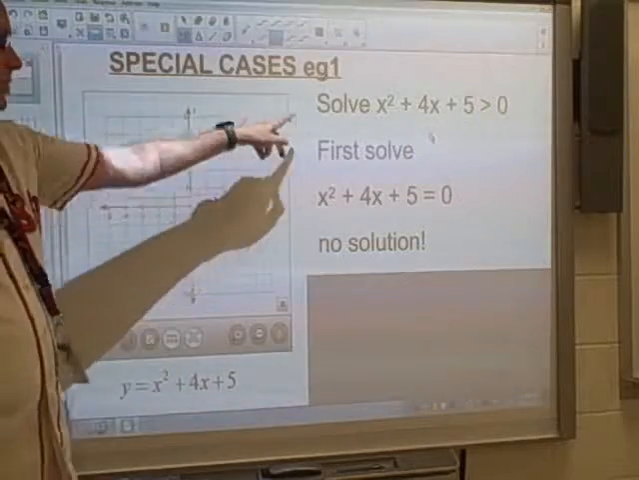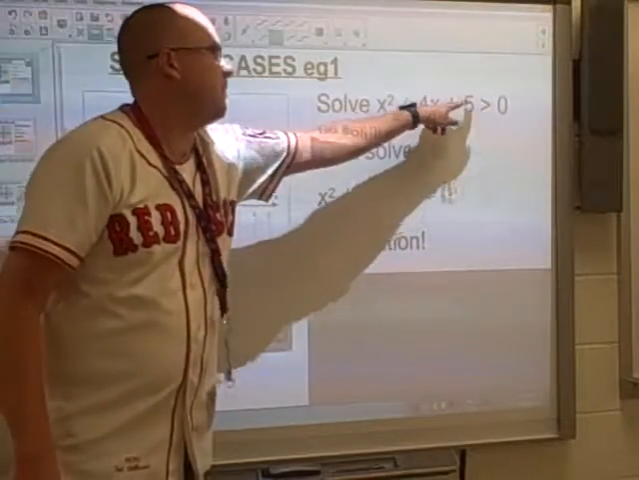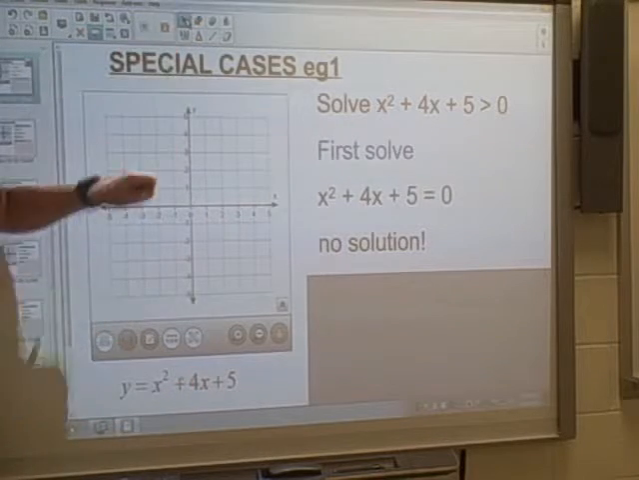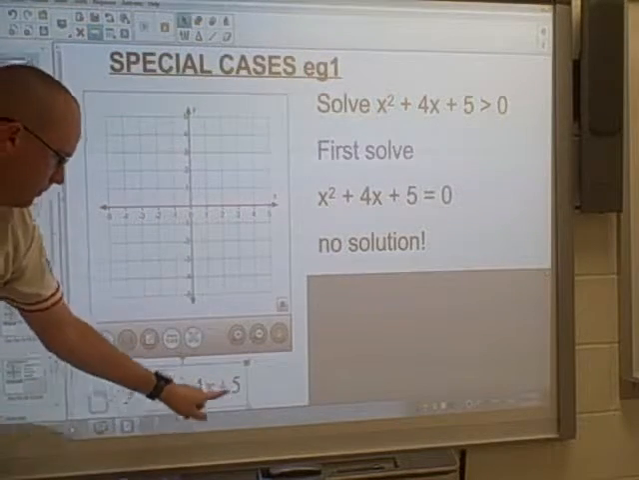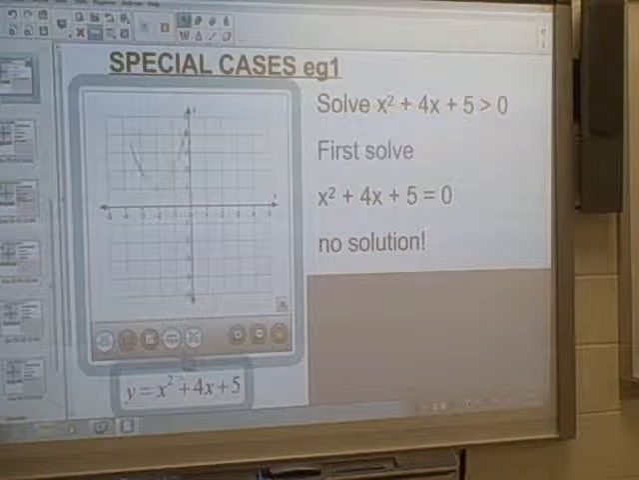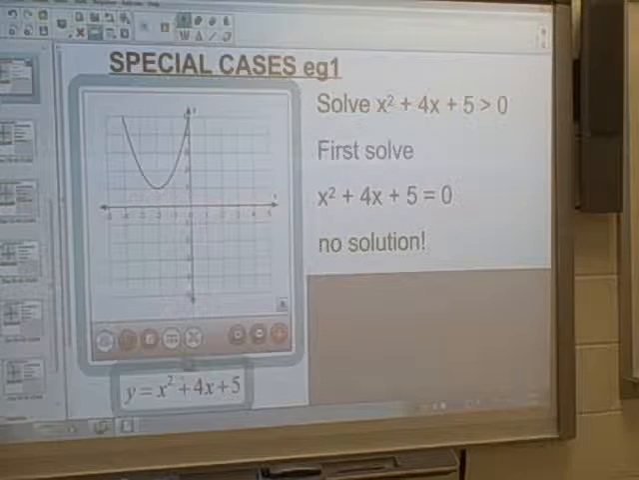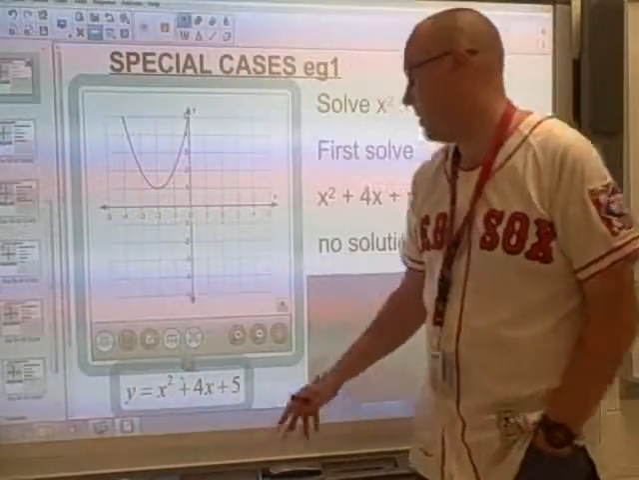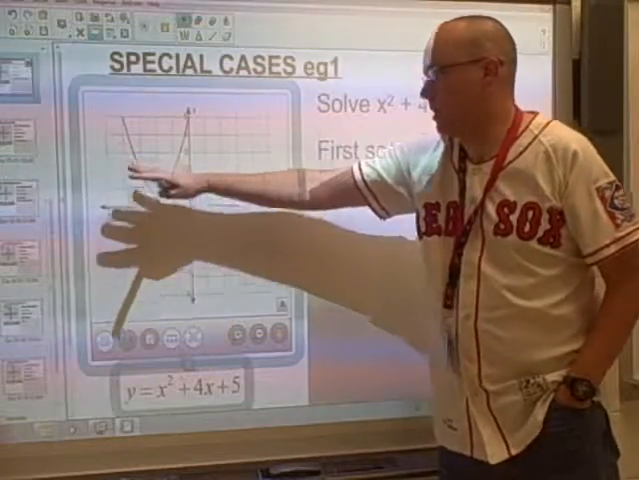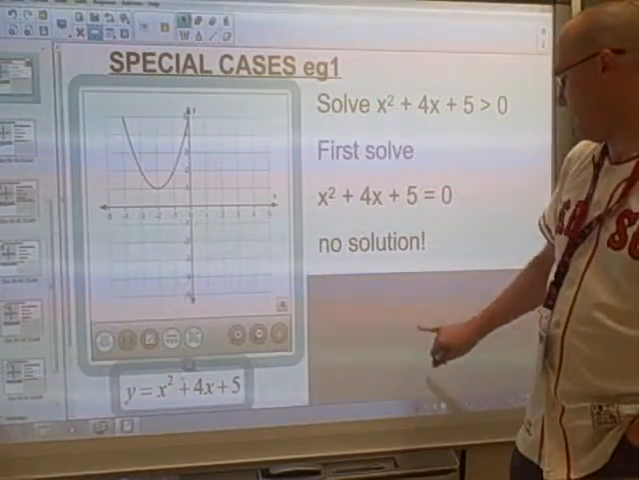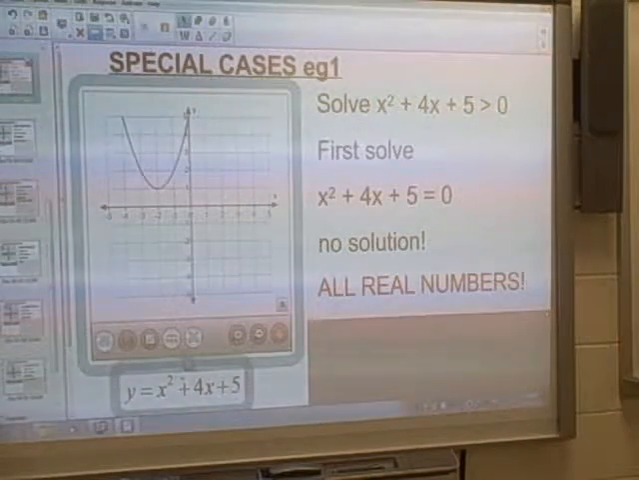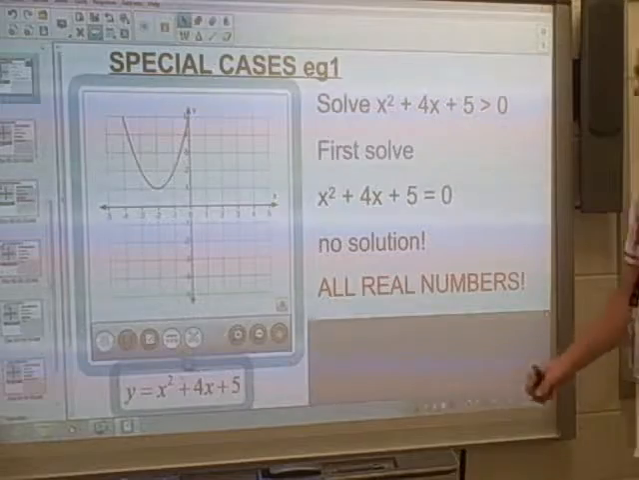But obviously we can actually draw this graph. We know it's got a y-intercept of 5. We know it's a nice U shape. And if I actually use my graph here, let's take a look at what it looks like. And there you can see now, it never actually crosses the x-axis at all. We can still answer this question though. When is this greater than 0? When is it above the x-axis? Well, actually it's always above the x-axis from that picture here. So we can actually make the conclusion that it's all real numbers. So just a special case for that type of problem.